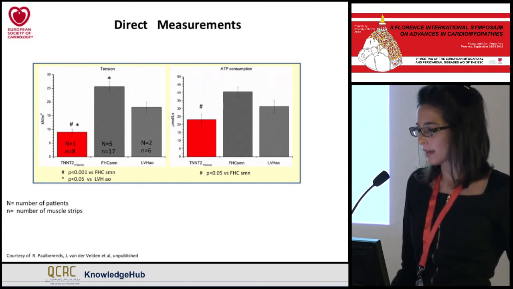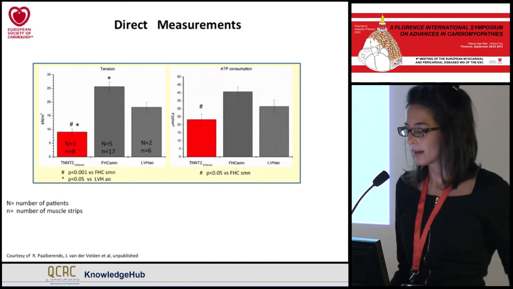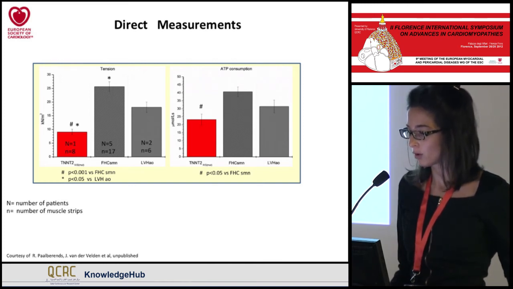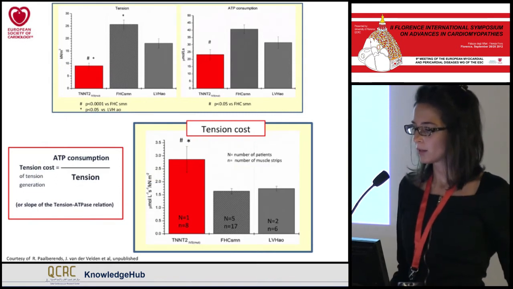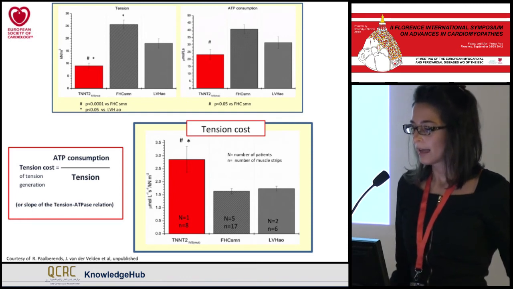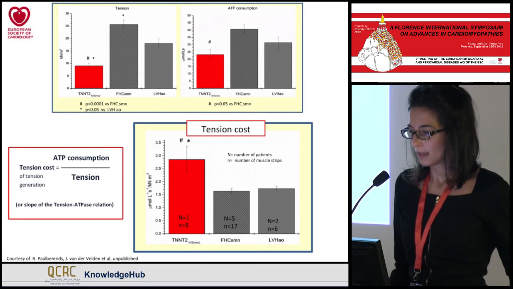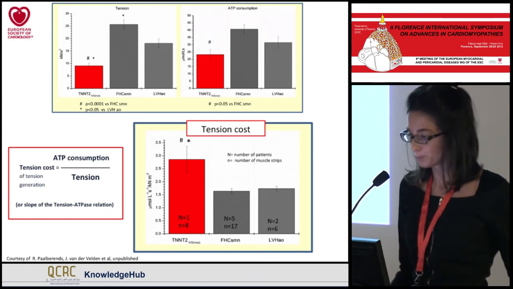And the second direct measurement is the ATP consumption, where also we can clearly see that there is a significant reduction of the ATP consumption in the troponin T mutant compared to the two control groups. So from these two direct measurements, we can obtain the tension cost, that is obtained dividing the ATP consumption by the tension, and it is clear that in the troponin T mutant the tension cost is significantly increased compared to the two control groups.